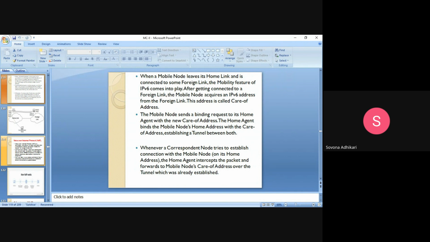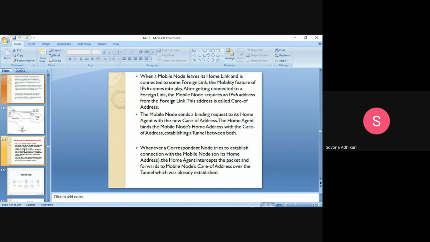What does the home agent do? It binds the home address, that is the old address, with the new address. If any data comes to this old address, it will be sent to the new address, not the old address, because the address already changed. So the home agent binds the mobile node's home address, that is the original IP address, with the new IP address.